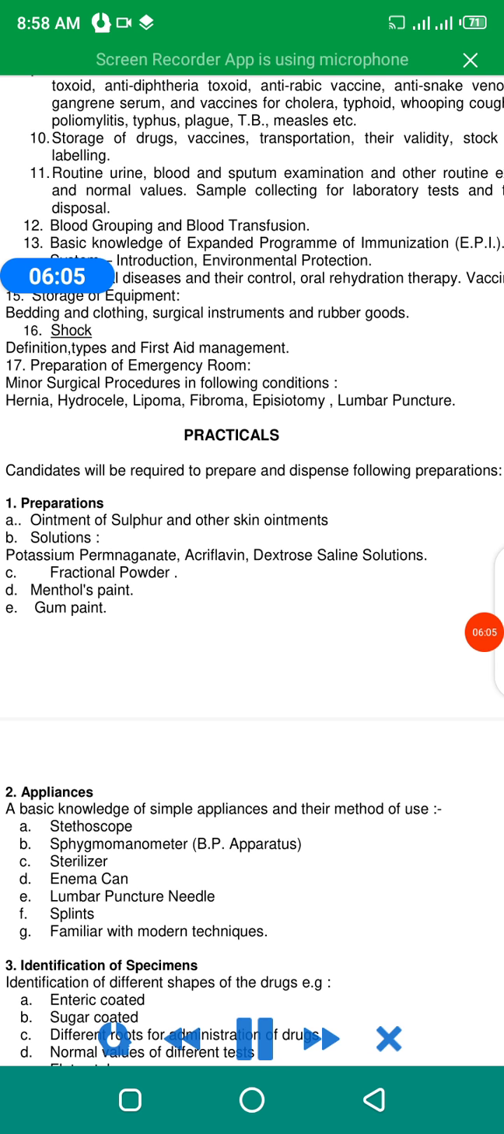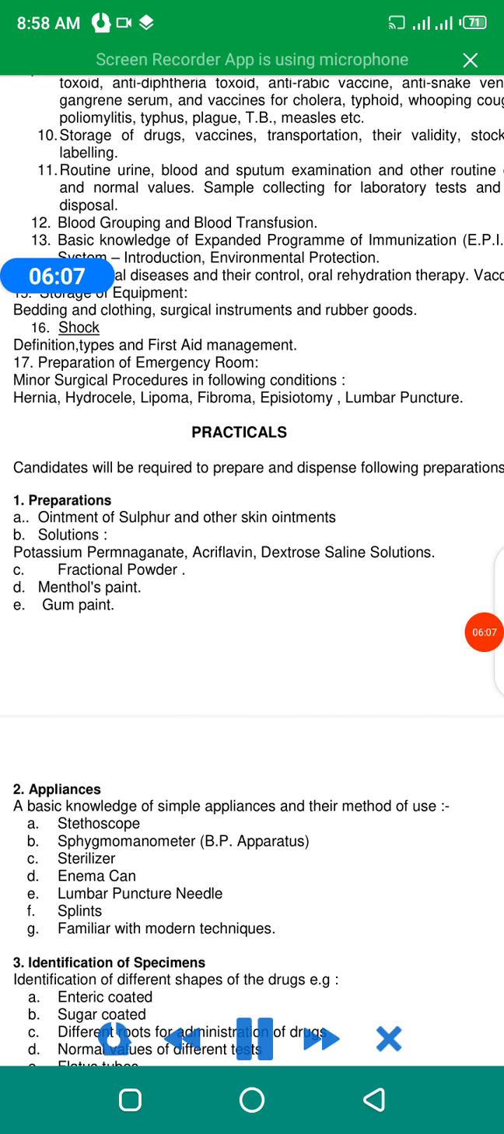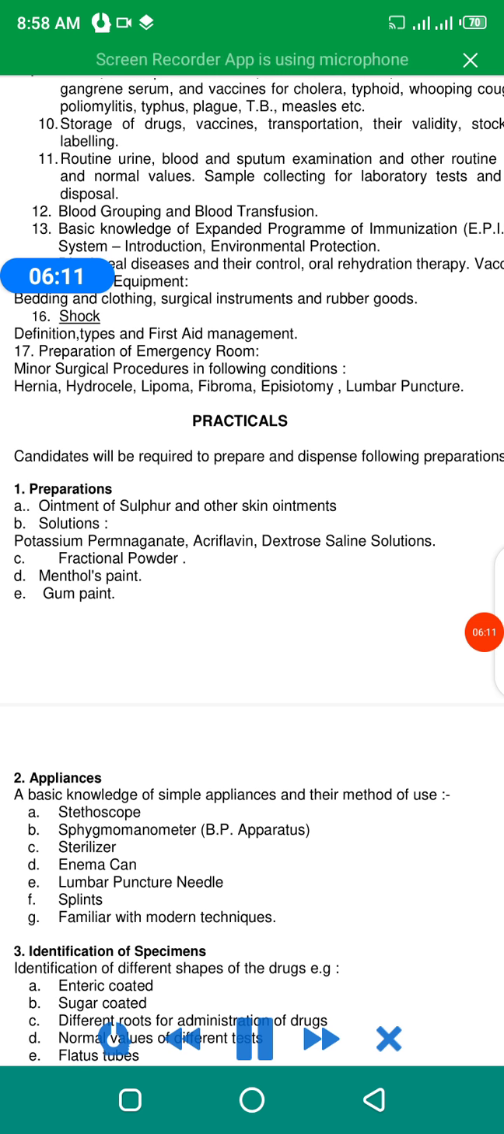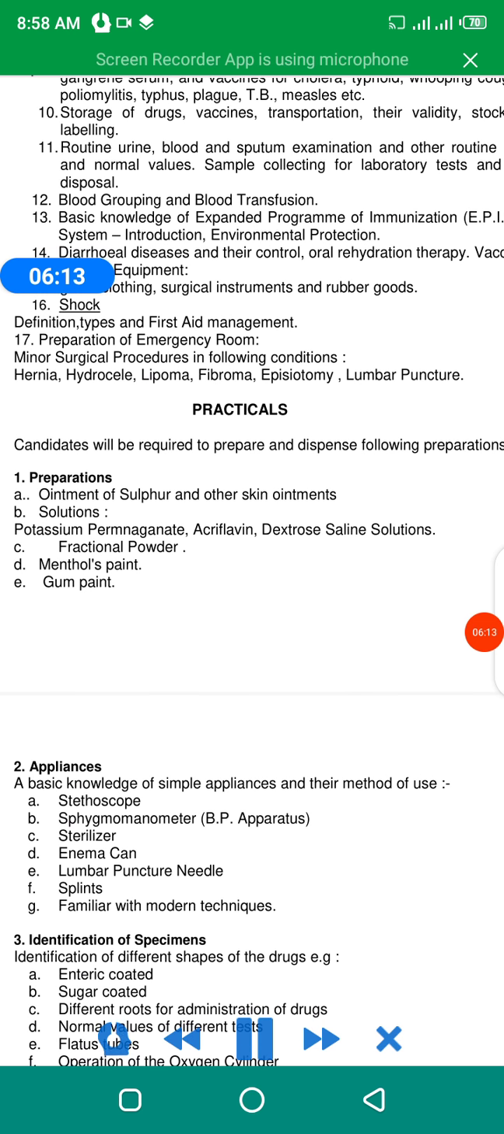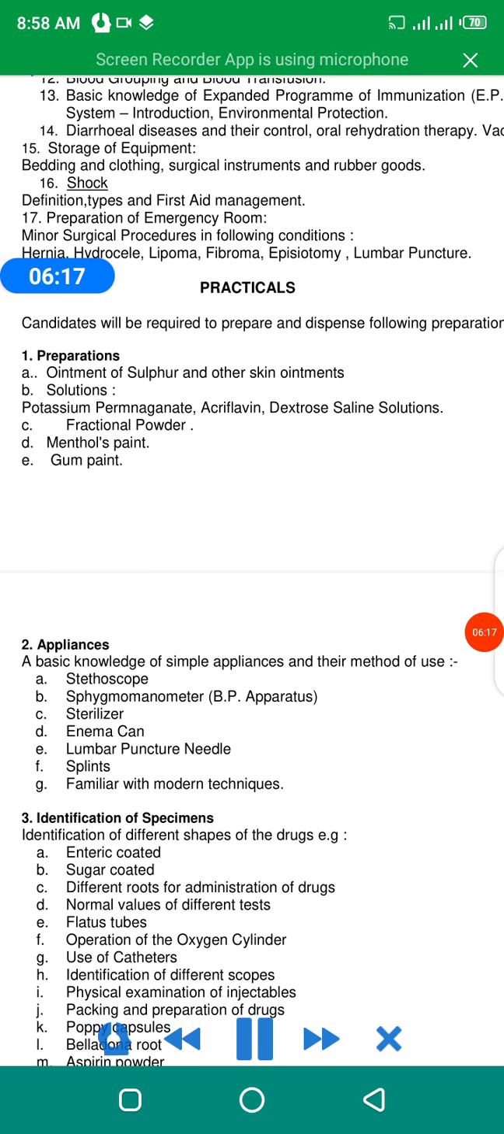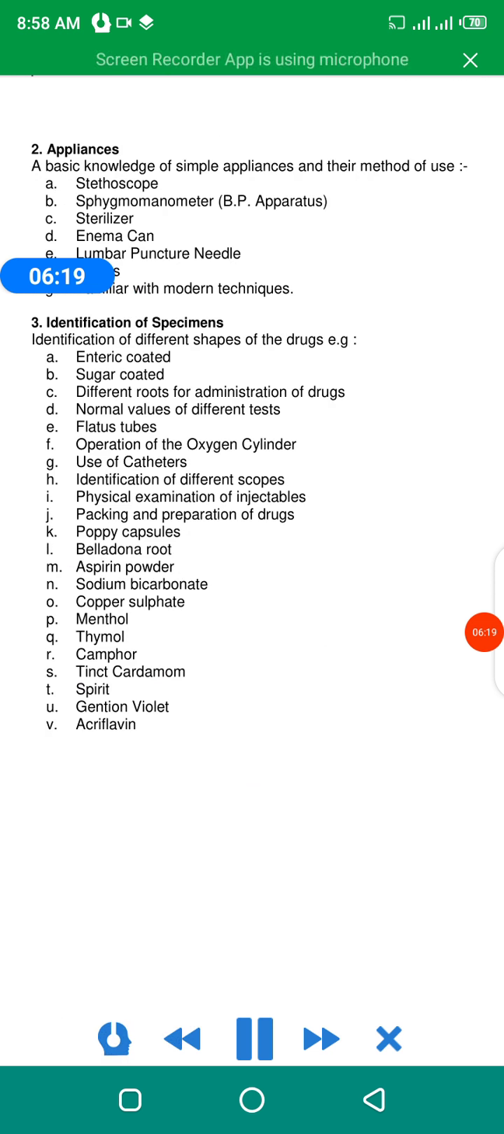1. Preparations. A. Ointment of sulfur and other skin ointments. B. Solutions: potassium permanganate, acroflavin, dextrose saline solutions. C. Fractional powder. D. Menthol paint. E. Gum paint. 2. Appliances. A basic knowledge of simple appliances and their method of use.